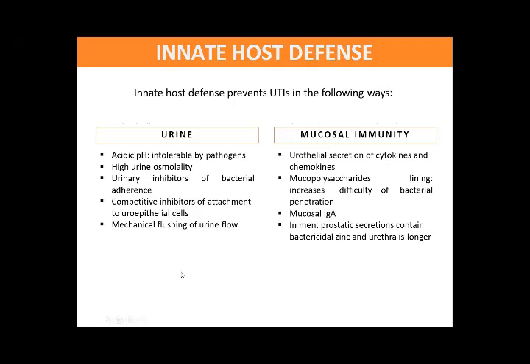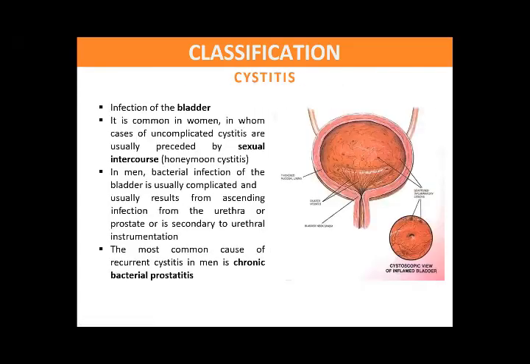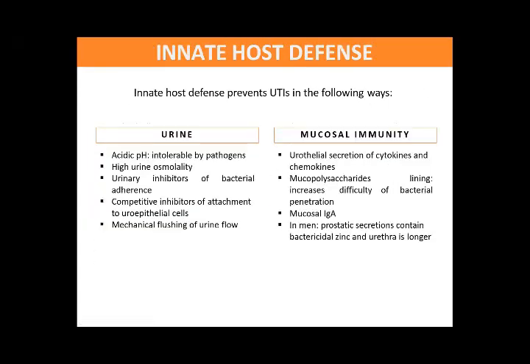So this is your urine pH. Urine pH, urine osmolality, the inhibitors of urine bacterial adherence, and competitive inhibitors of attachment of urethral cells, and continuous urine flow can prevent someone from having urinary tract infection. If we look at the mucosal immunity, urothelial secretion of cytokines and chemokines. So these are the protective immune system which can prevent a healthy person from having UTI.